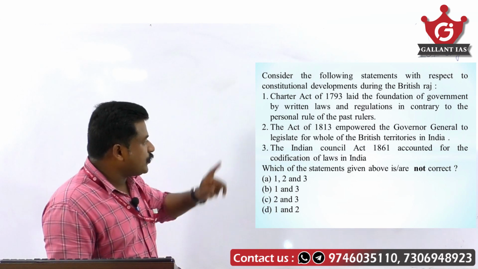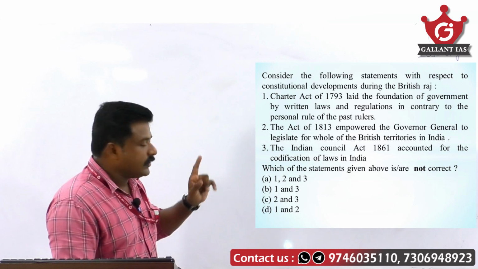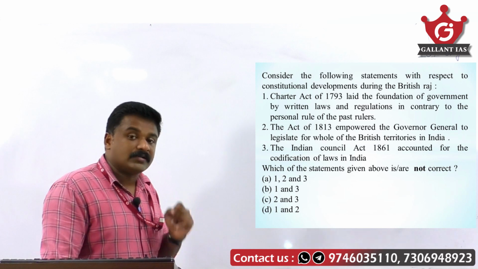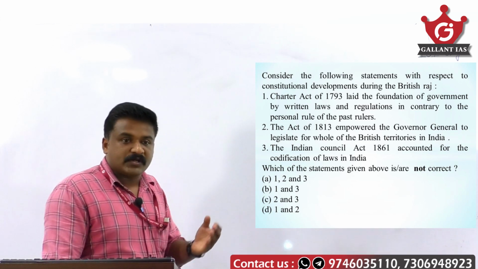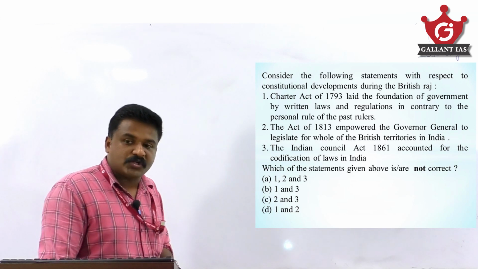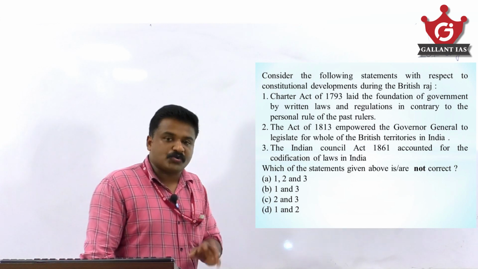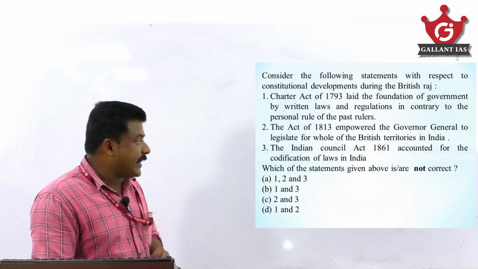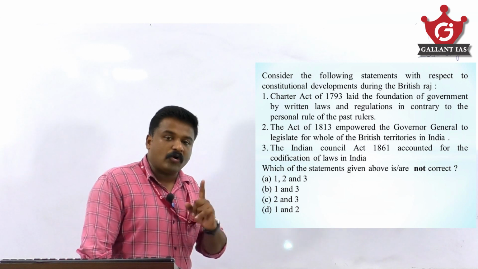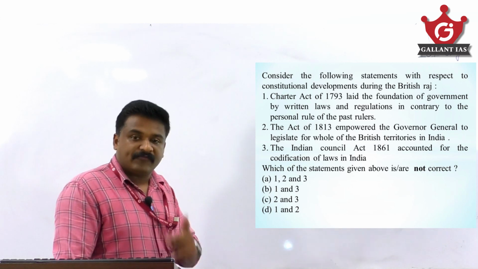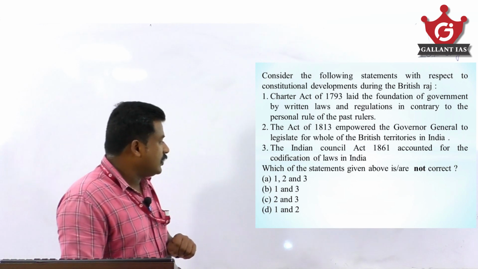Now see, the Act of 1813 empowered the Governor General to legislate for whole of the British territories in India. 1813, no, it is 1833. For the first time, the post of Governor General of India was created. The rest of the presidencies directly got subordinated to Calcutta Presidency, and for the whole Indian administration, a post was created, Governor General of India and his council. That was created in the 1833 Act only. So this power of the Governor General to legislate for the whole of the British territories was given only by Charter Act 1833, and the first Governor General of India was William Bentinck. So the second statement is also not correct.